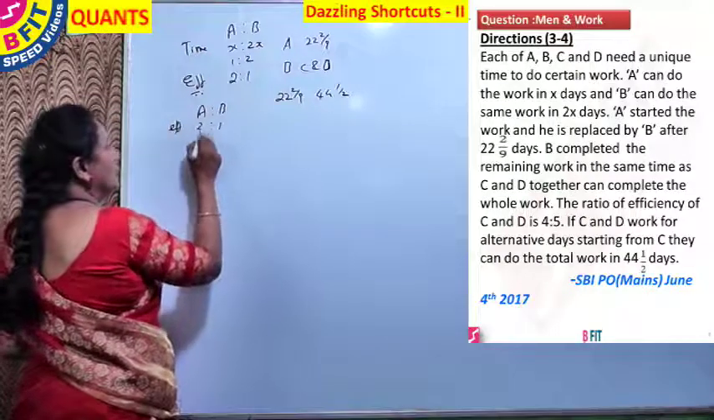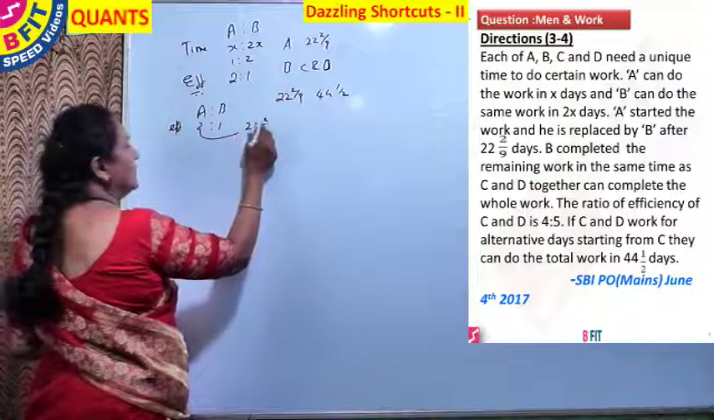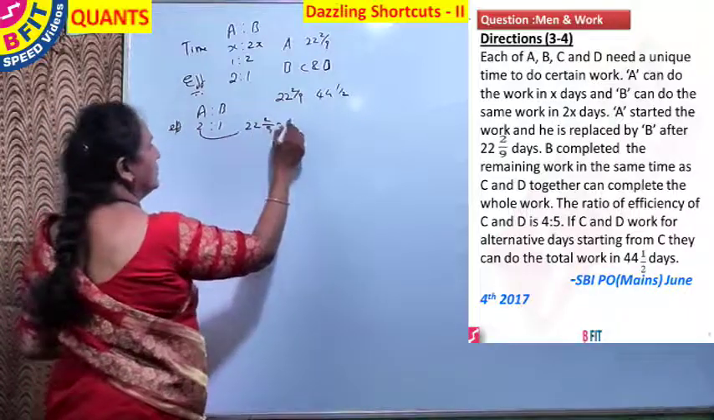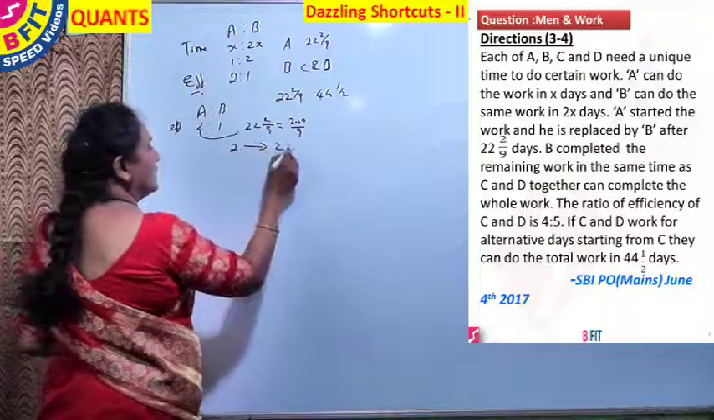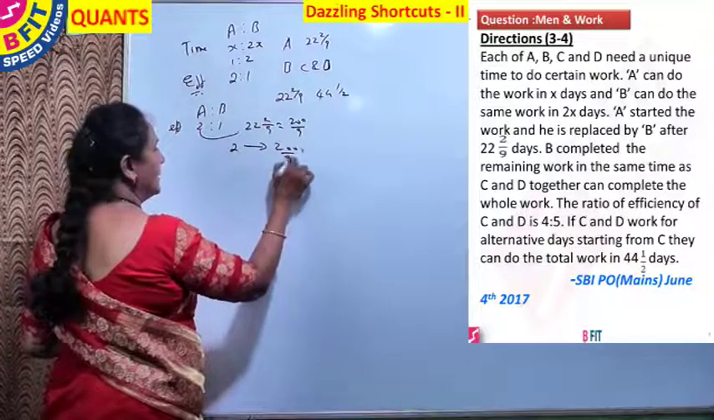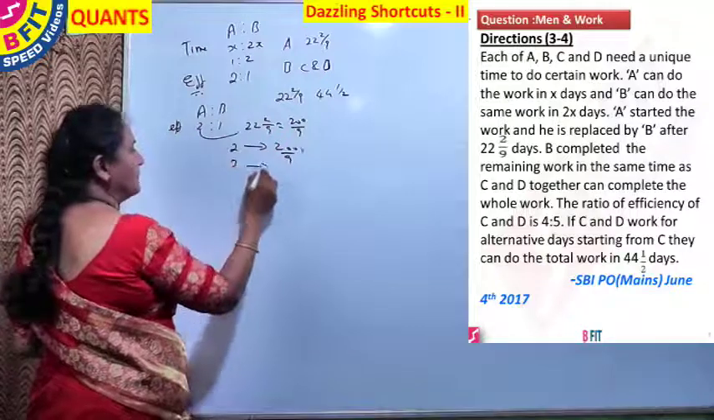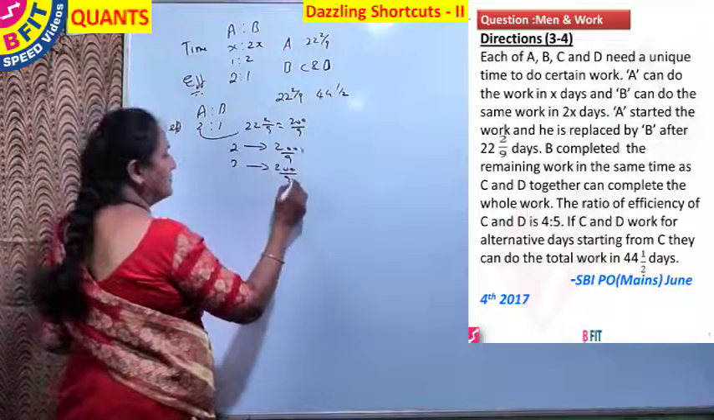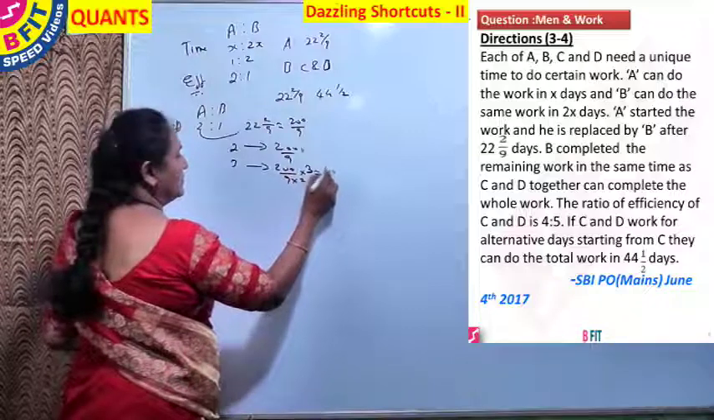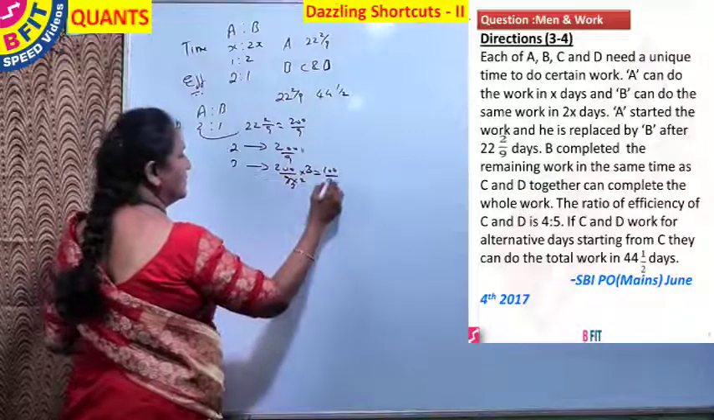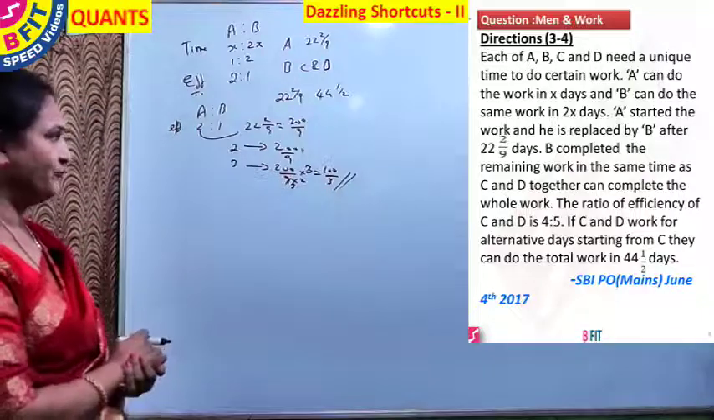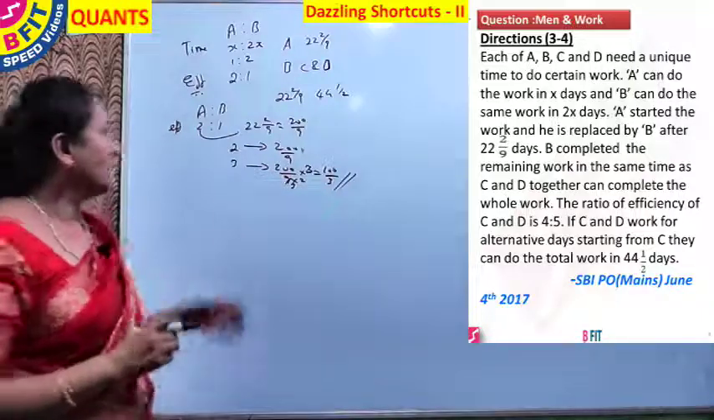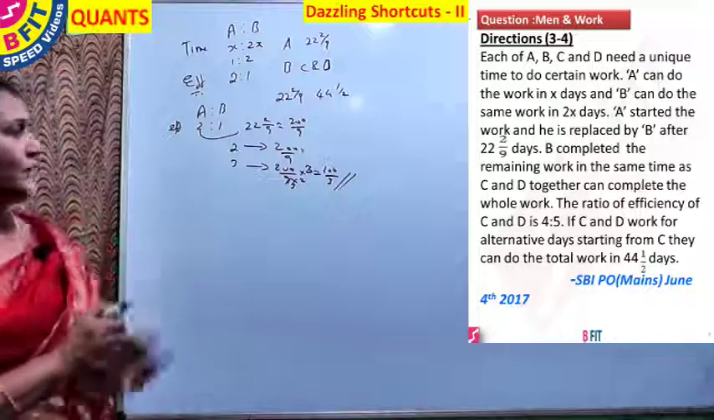A and B have efficiency 2:1. For 2 work in 22 2/9, which is 200/9, A needs 200/9. So total 3 work, so by 2 into 3, which is 100/3. So the answer is 100/3. Now you will wonder how I arrived at all these details and got the answer.